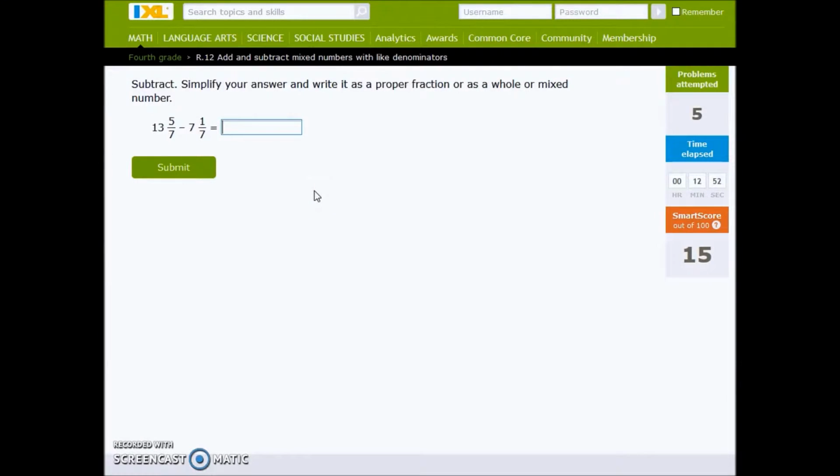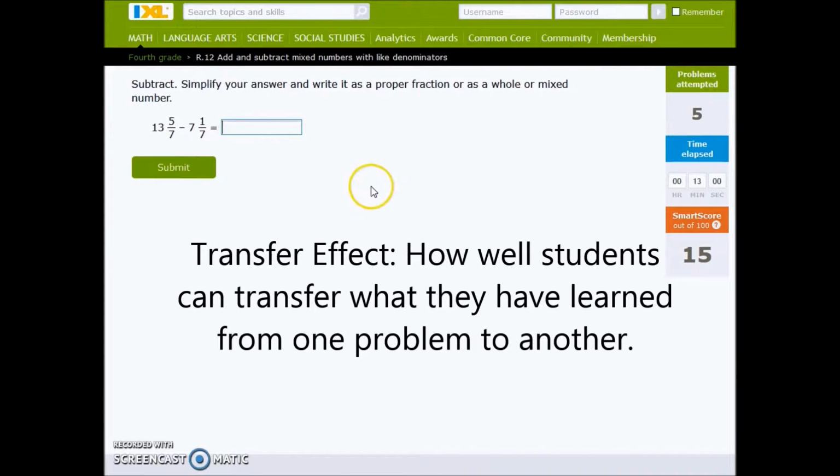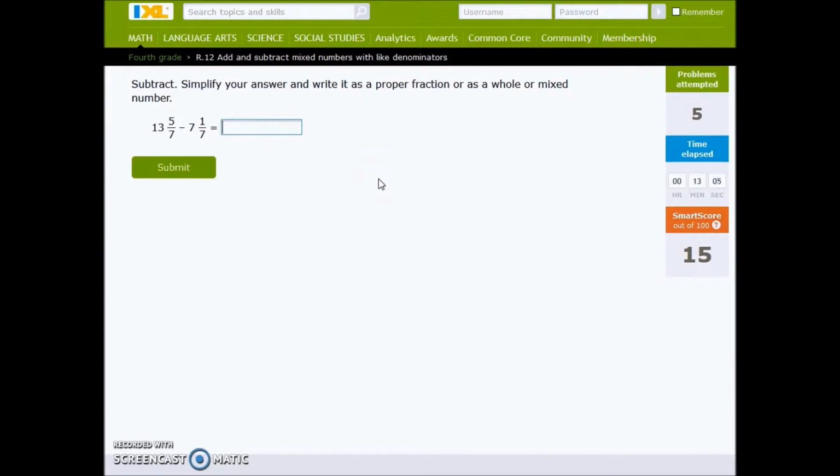In the article Graphic and Interface Design Principles, Richard Mayer discusses two pieces of empirical evidence: the retention effect, which is how well students remember information, and the transfer effect, how well students can transfer what they have learned from one problem to another. To see these effects, we can have students work on a website such as iexcel.com. In this example, the student sees the problem 13 5/7 minus 7 1/7. The correct answer, we know, is 6 4/7, but let's see what happens when we type in the wrong answer. So we'll type in 9 5/6.